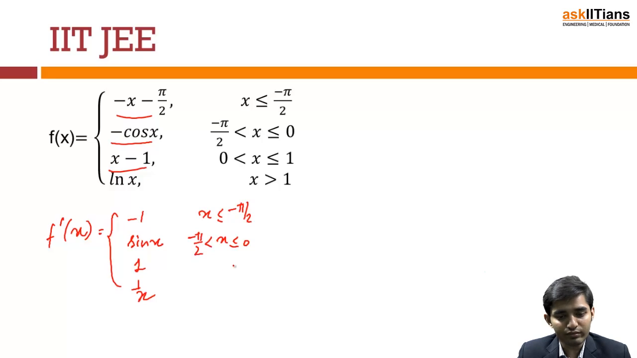So 0, pi by minus pi by 2, x going from 0 to 1 and then x greater than 1. Right, now let me check whether this function is differentiable or not at x equal to, let me take the first point first. So x equal to minus pi by 2.